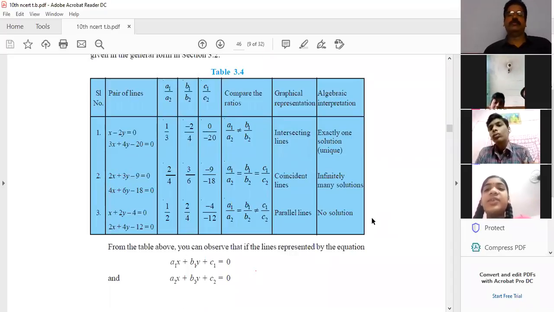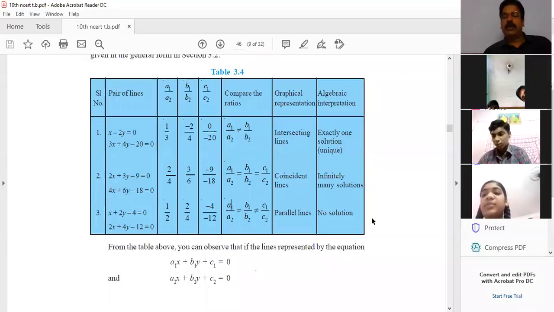And in the second equation, A1 by A2 is equal to B1 by B2, and that is equal to C1 by C2. The graphical representation is coincident lines, and the algebraic interpretation is infinitely many solutions, and it is consistent but dependent. Very good.